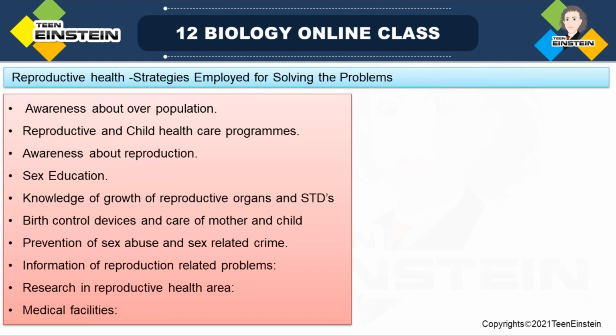Then small families, and better detection and better cure of sexually transmitted diseases, that will increase the health of a reproductively healthy society. A good reproductively healthy society will develop if you are providing medical facilities, detection and curing of sexually transmitted diseases, right?